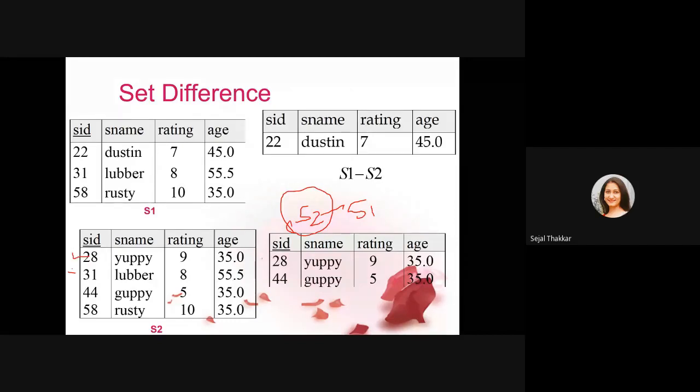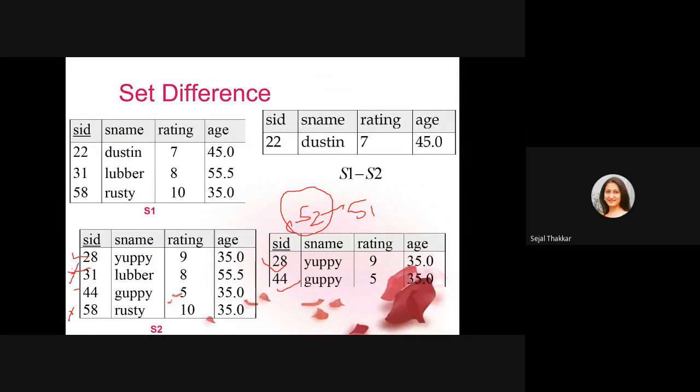31 is present in S2, and 31 is present in S1 also, so it will not come. 44 is present in S2 but not present in S1, so 44 will come as the output. 58 is present in both S1 and S2, so 58 will not come as the output. So the values present in S2 and not in S1 will come as the output. So 28 and 44 is my output.